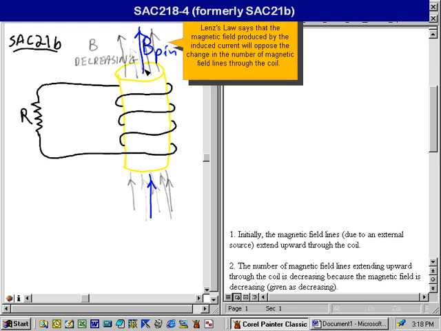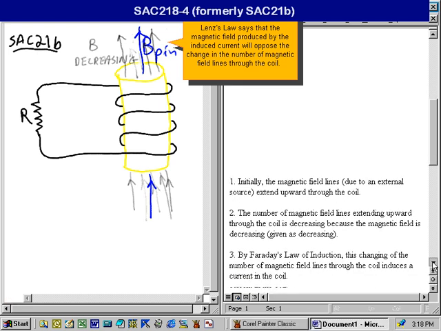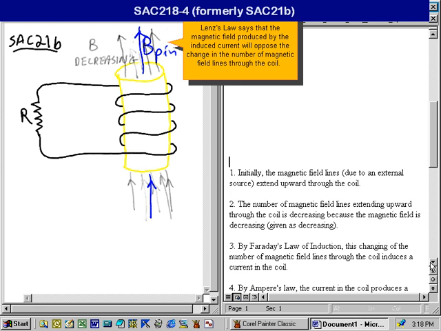But back to the case at hand, we've got a decreasing number of upward directed magnetic field lines. To compensate for that, try to keep the number of magnetic field lines upward through the coil the same as what it was in the first place, we need a magnetic field in the upward direction to be produced by the induced current. Let's see if we can write some of that in words, step-by-step fashion.